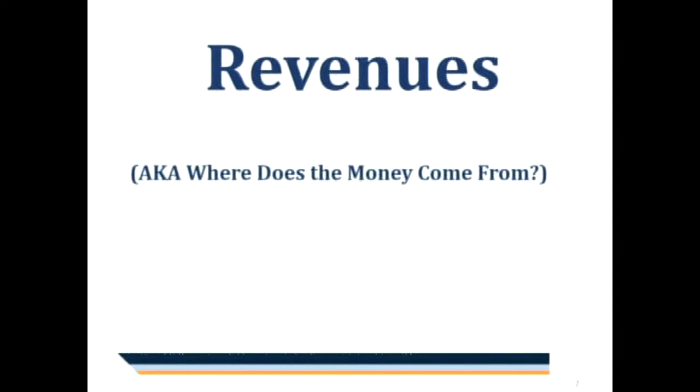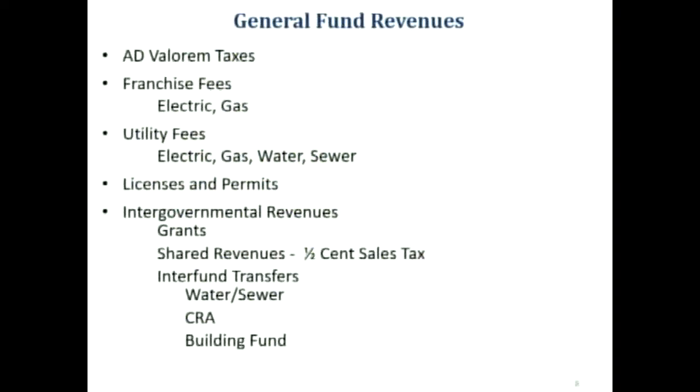Revenues, AKA, where does the money come from? So now that you know the types of funds that we have and where they come from, where does the money come from to fund those? Well, the general fund, as we said earlier, comes from our ad valorem taxes. We have franchise fees that we charge to our customers for the electric and gas services provided in the city. We have utility taxes that we charge for electric, gas, and water and sewer. Those are all collected from our customers, and I think the total is 10% between the two of them.